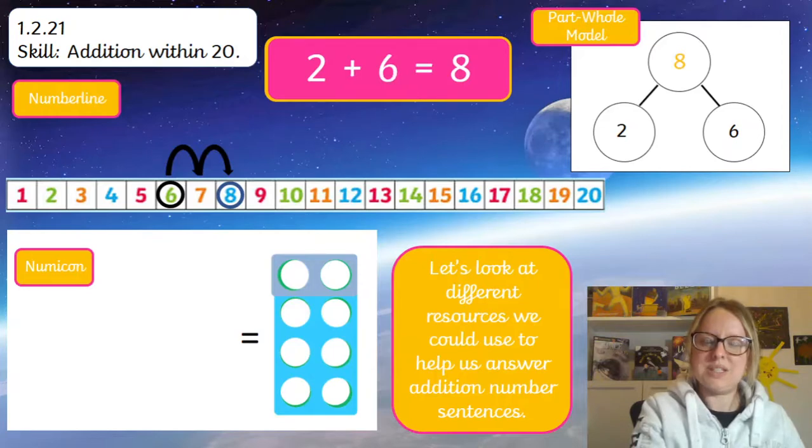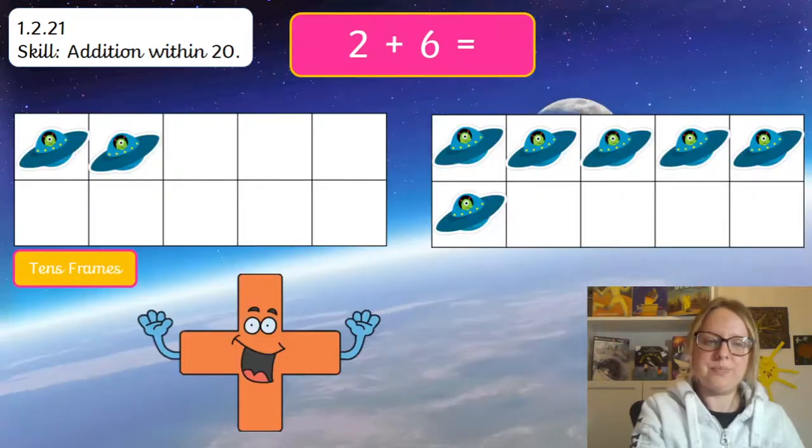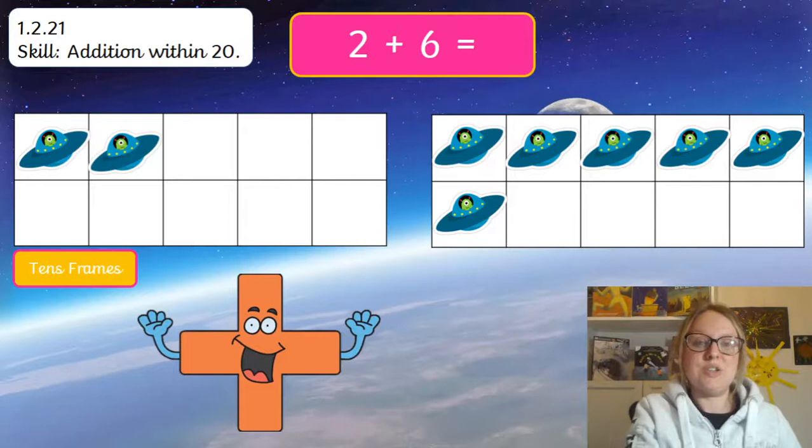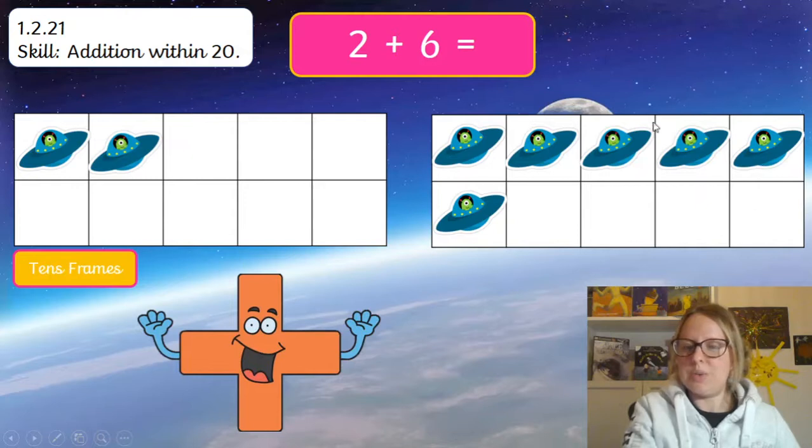2 plus 6 equals 8. Okay, let's look at it using a tens frame. So we've got 2 in this tens frame and we have 6 over here, and we know that it's 6 because we can see that the top line is full, so that must mean 5, and 1 more than 5 is 6. So we have 2 plus 6 equals, so what would we do?